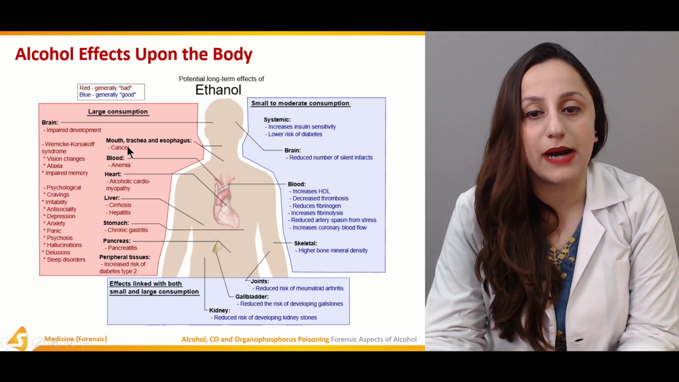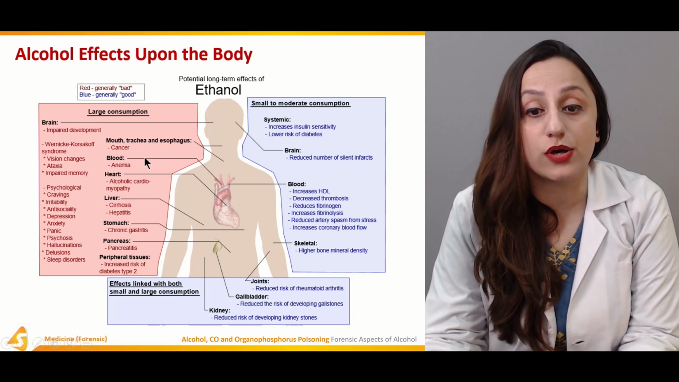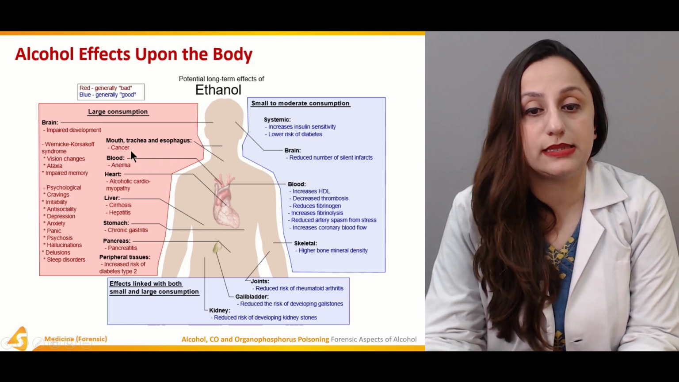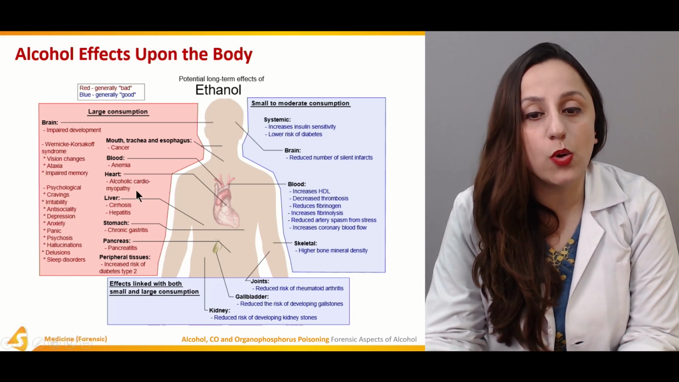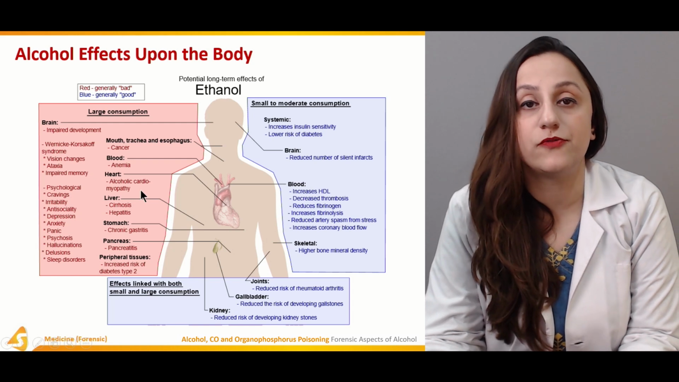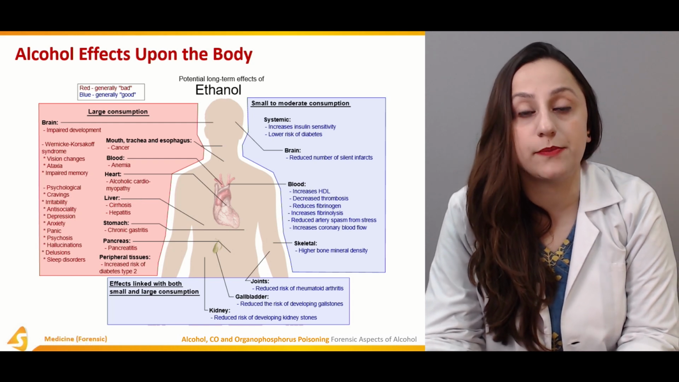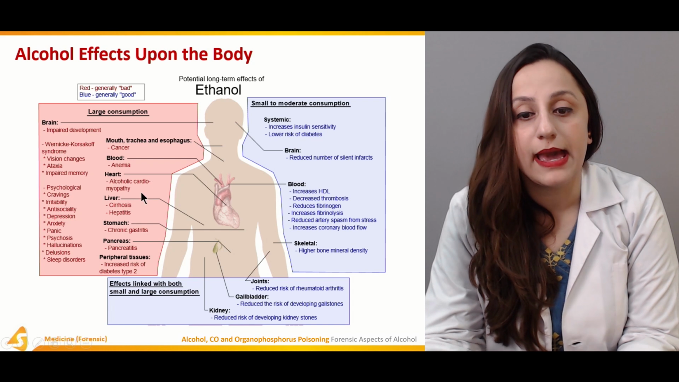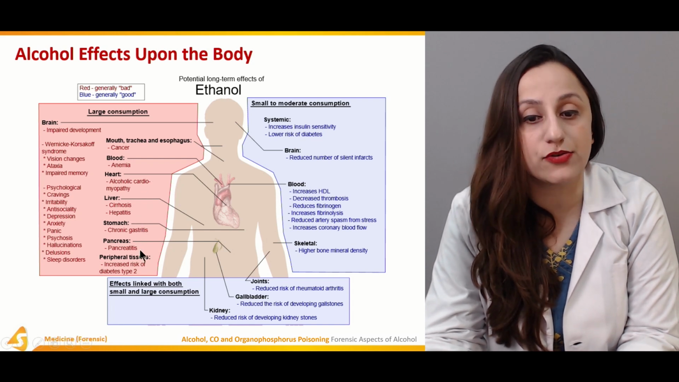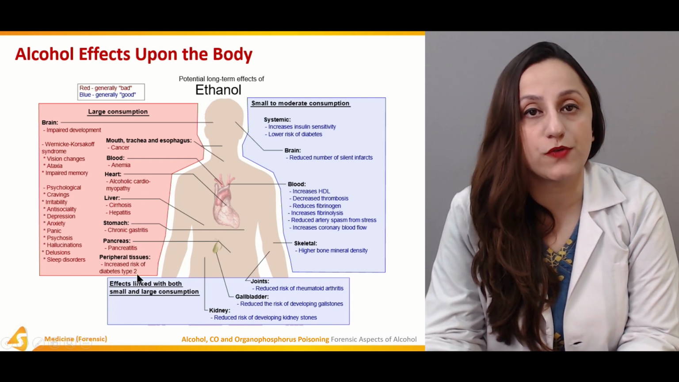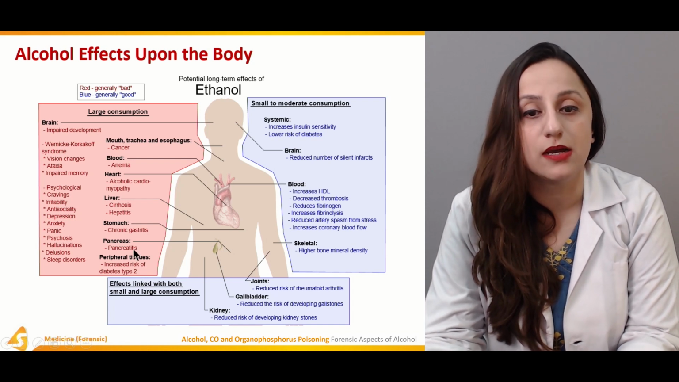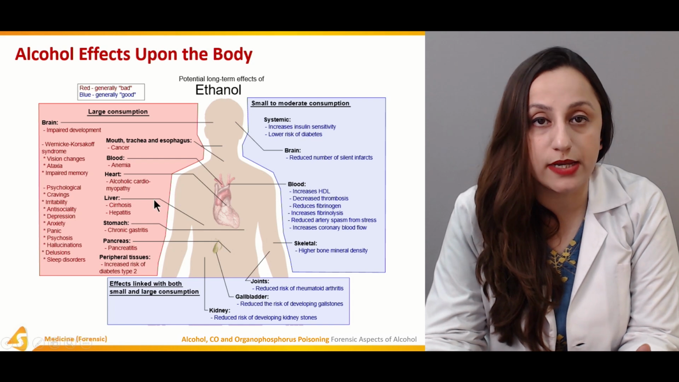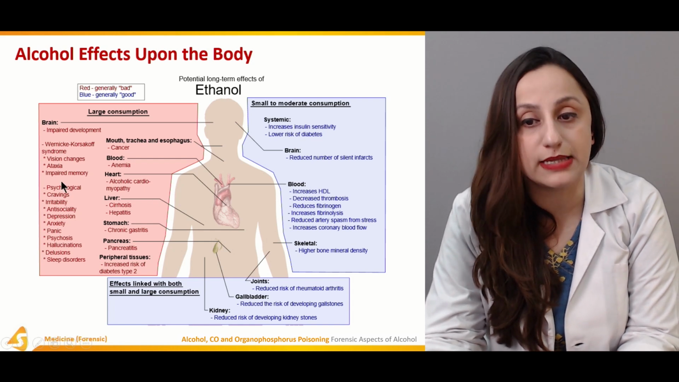And then the mouth, trachea, and the esophagus. It can cause cancerous conditions in these organs. Anemia can be observed. Alcoholic cardiomyopathy is a very common pathology observed in patients with chronic alcoholism. And then we have chronic gastritis, pancreatitis, and increased risk of type 2 diabetes mellitus. So all of these have to be kept in mind. Almost all of the organs of the body are affected, but primarily the brain is affected.